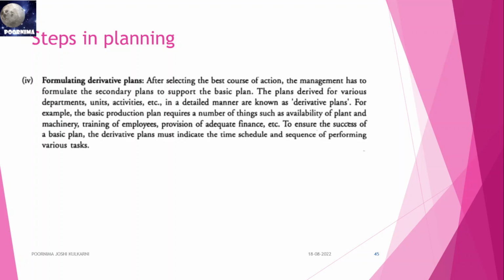Formulating derivative plans. After selecting the best course of action, the management has to formulate the secondary plans to support the best plan. You should be ready with another alternative plan. Plans derived for the various departments, units, activities, etc. in a detailed manner are known as derivative plans. For example, the basic production plan requires a number of things such as availability of plant, machinery, training of the employees, provision of adequate finance, etc. To ensure the success of the basic plan, the derivative plan must indicate the time schedule and sequence of performing the various tasks.